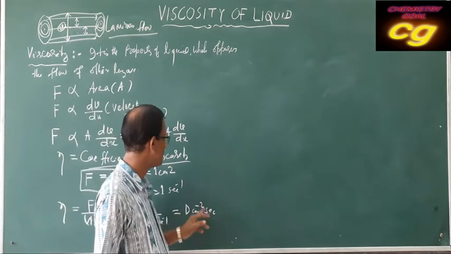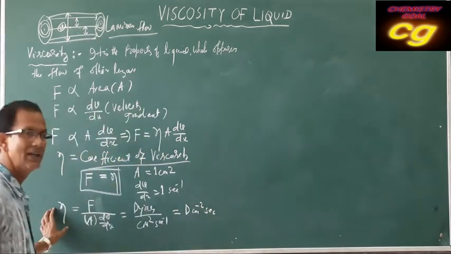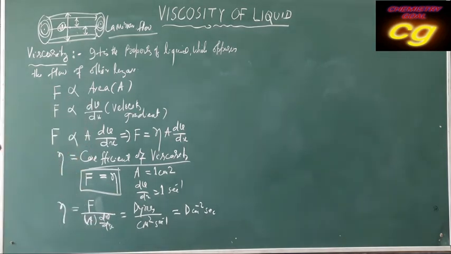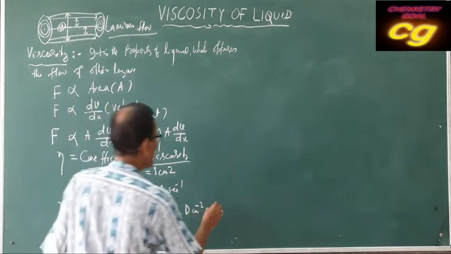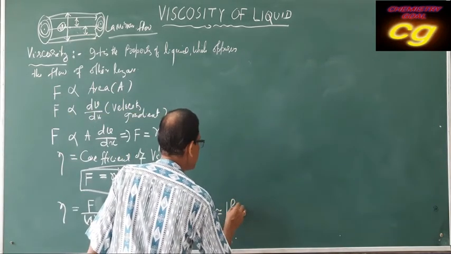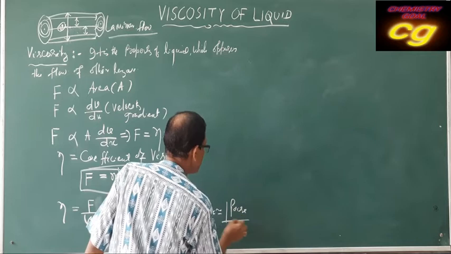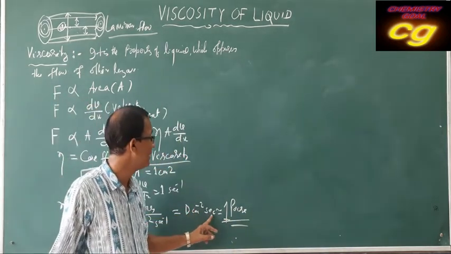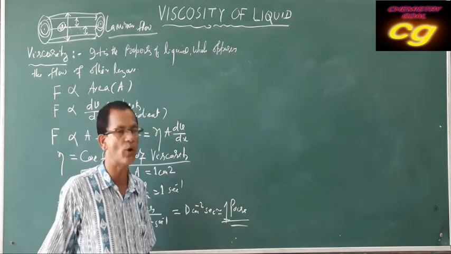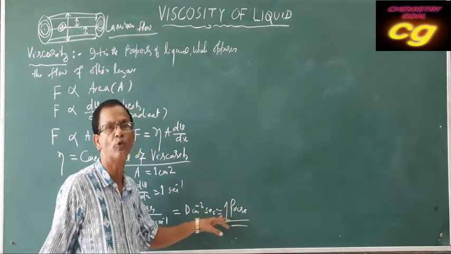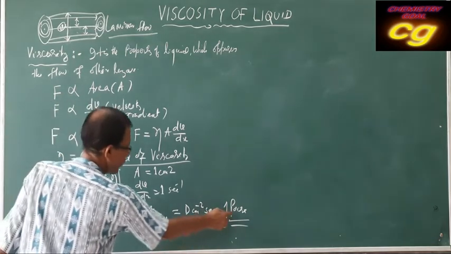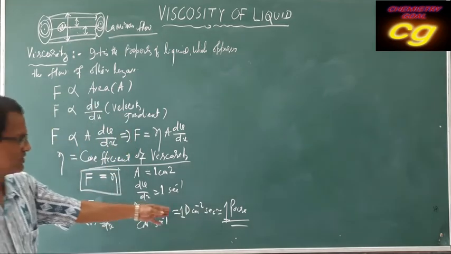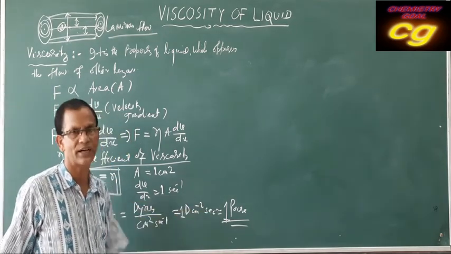This is the CGS unit of eta, and this unit is equal to 1 poise. Remember, 1 dyne per centimeter square second is equal to 1 poise. This is the CGS unit of coefficient of viscosity. Poise: 1 poise is equal to 1 dyne per centimeter square second.